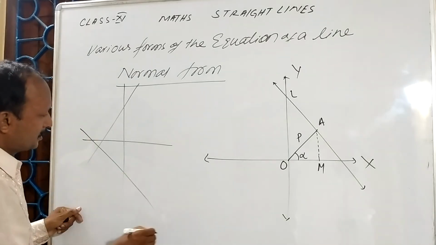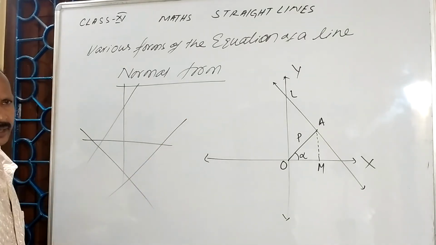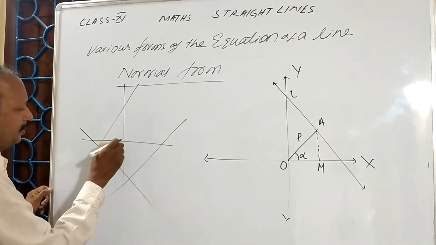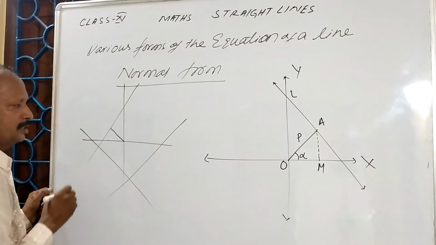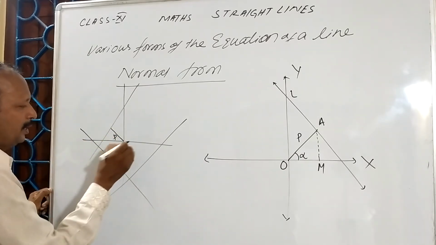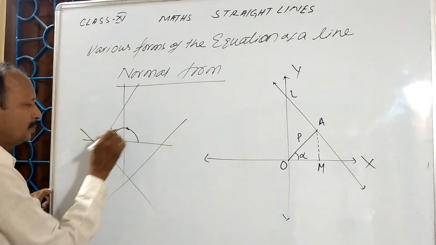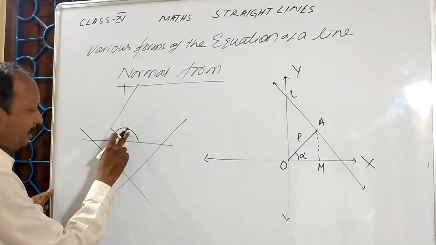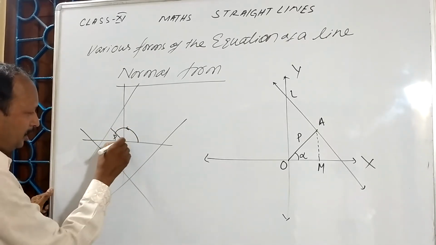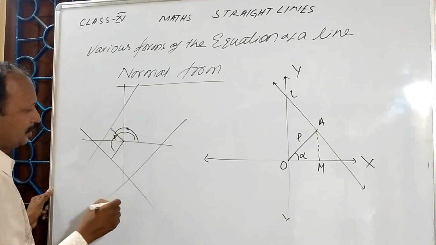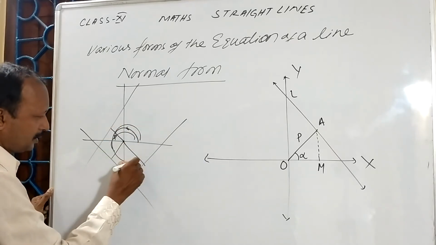It may be like this. No matter. Suppose this line is given. This perpendicular is given, this P is given, and this angle is also given. So it may be here, it may be here. If it is here, it is like this. If it is here, it will be like this.